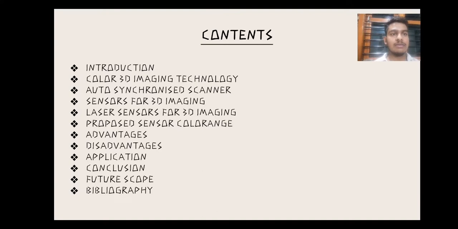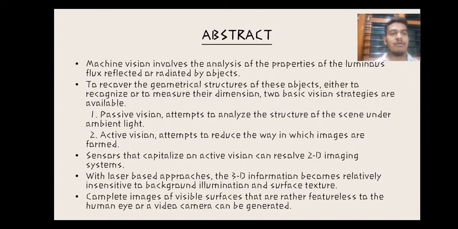These are the contents. Machine vision involves the analysis of the properties of luminous flux reflected or radiated by the objects. To recover the geometrical structure of these objects, either to recognize or to measure their dimensions, two basic visions are there: one is passive vision and the other is active vision. Sensors that capitalize on active vision can resolve 2D imaging systems. With the laser based approach, the 3D information becomes relatively insensitive to background illumination and surface structure.